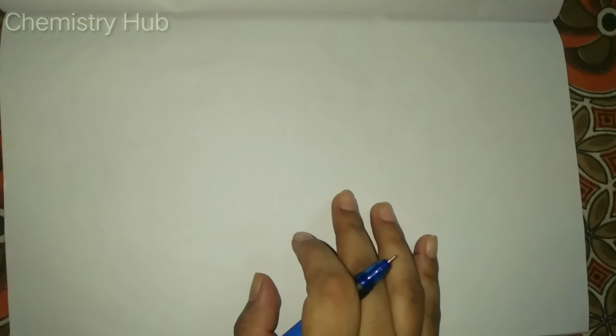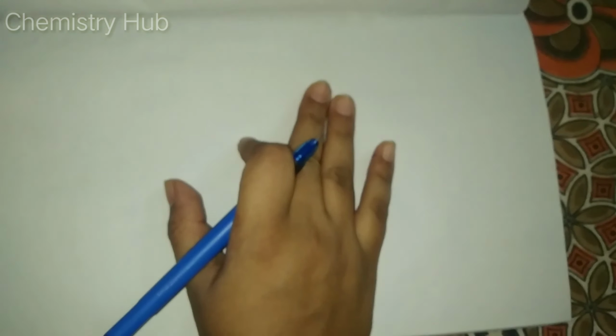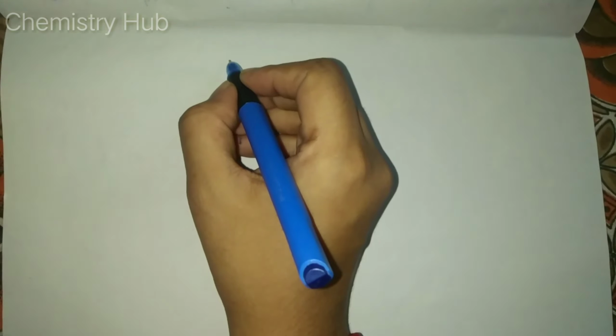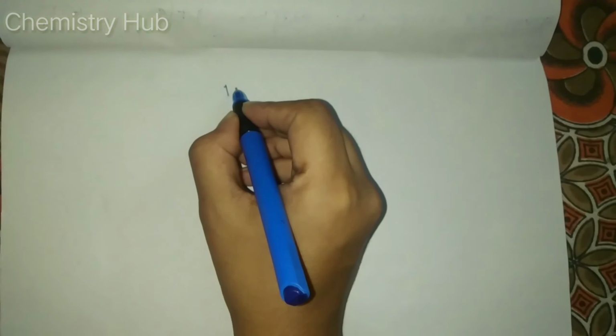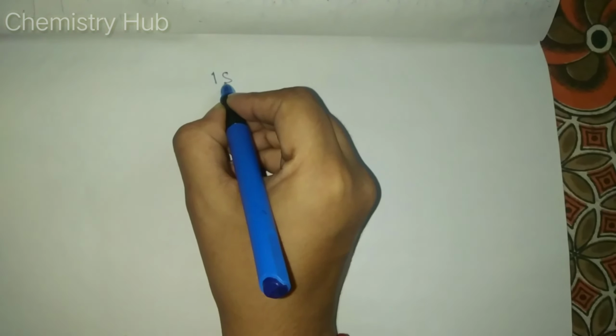For learning all this and for arranging the subshells according to their increasing order, there is a method which is also given in your book. You have to study it. So what is that? For remembering the increasing order of subshells, you have to understand, or check, or remember.